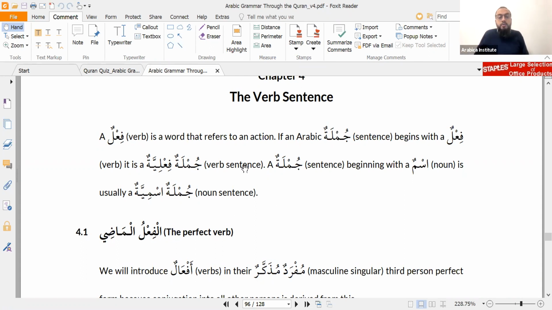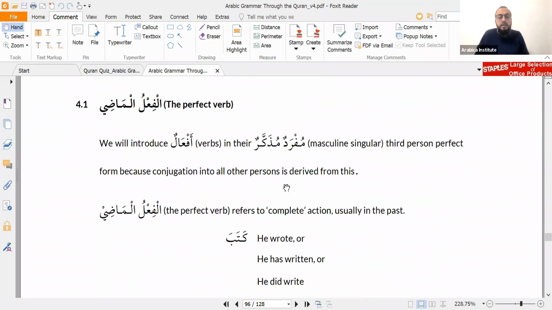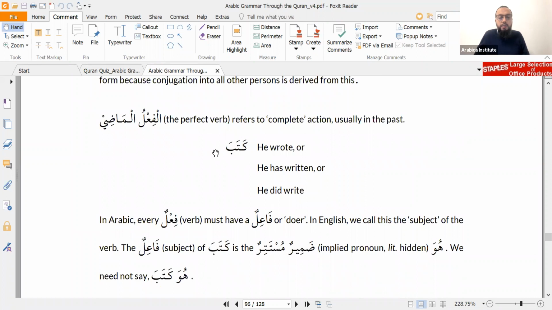And a verb sentence is, of course, called a jumlatun fi'liyatun, this one here. Right, so we're going to first look at the perfect verb, which in Arabic is called al-fi'lul madi, or in its indefinite form, fi'lun madin. To say an indefinite word or an indefinite verb, you say fi'lun madin. Right, so we have the most simple third person perfect masculine singular verb. The perfect third person masculine singular verb is the most simple verb in Arabic. It's just 3 letters like kataba.